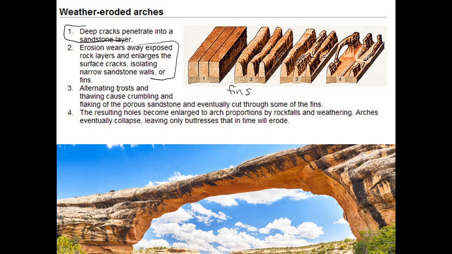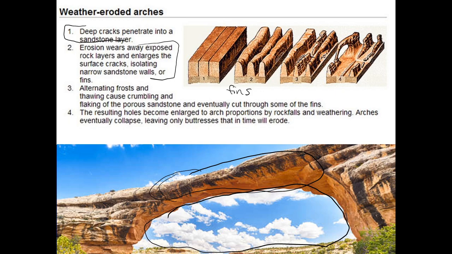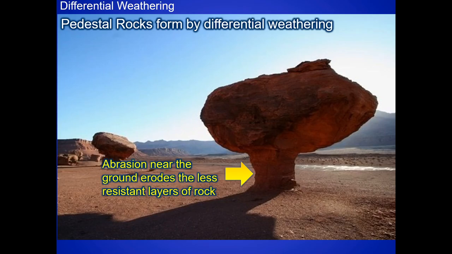And then if you have frost and thaw, it will flake off the porous sandstone and eventually cut through some of the fins. So if you have a different rock type on top that's more resistant, or less porous, than the rock underneath, which is more porous and weaker, the underneath will get eaten out, but the rock on top will remain. Eventually, these things are destined to collapse, but for the time being, they're kind of cool.